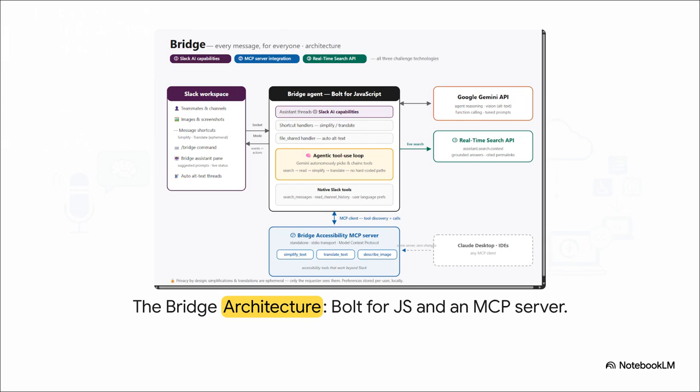Bridge is built using Bolt for JavaScript. But what is truly groundbreaking here is how these accessibility tools are structured. The simplification, the translation, the image description, they don't just live inside the bot itself. They run entirely on a standalone MCP server. Bridge simply consumes them as an MCP client. And because of this brilliant modular design, that exact same server can be plugged directly into a local IDE or Claude Desktop completely unchanged. It extends these vital accessibility tools way out beyond just Slack.